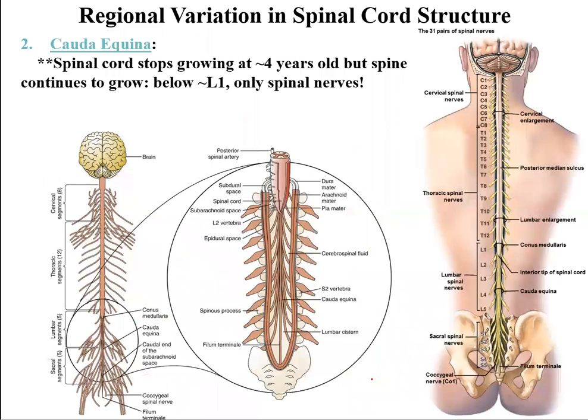Okay. Secondly, the spinal cord doesn't actually extend through your entire spine. In fact, for the first 4 years of your life, both your spine and your spinal cord are growing at about the same rate. However, at about 4 years old, your spinal cord actually stops growing. And so in order for the spinal nerves, right, L2, L3, L4, all the way down, to actually exit at the appropriate spot of the spine, the spinal nerves have to grow, right, beyond the end of the spinal cord.